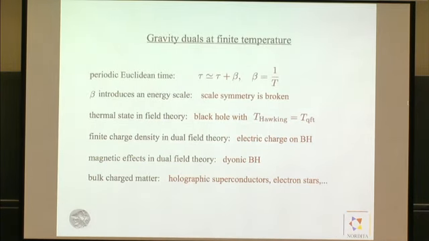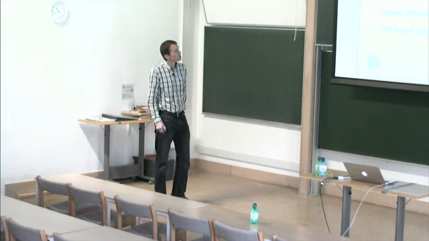Okay, so my starting point is going to be ADS spacetime, and then I will generalize that in various ways. I want to discuss finite temperatures, and the way I will approach that is by introducing periodic Euclidean time, standard approach. This, of course, will introduce an energy scale. As I said before, you'll break your scale symmetry. And on the gravity side, we achieve this by studying a black hole configuration with a Hawking temperature, which we identify with the temperature of the quantum field theory system that we want to study.